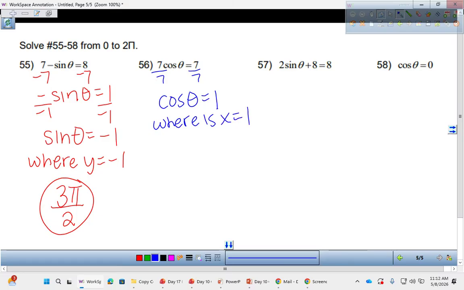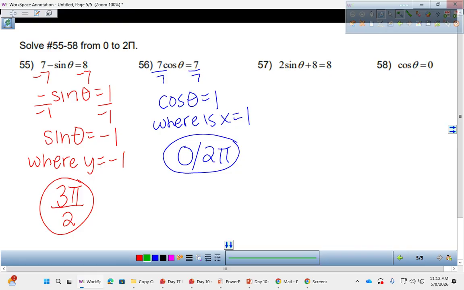So where does x equal 1? 0, 360 is where that x value is 1, but in radians, I'll call that 0 to pi.